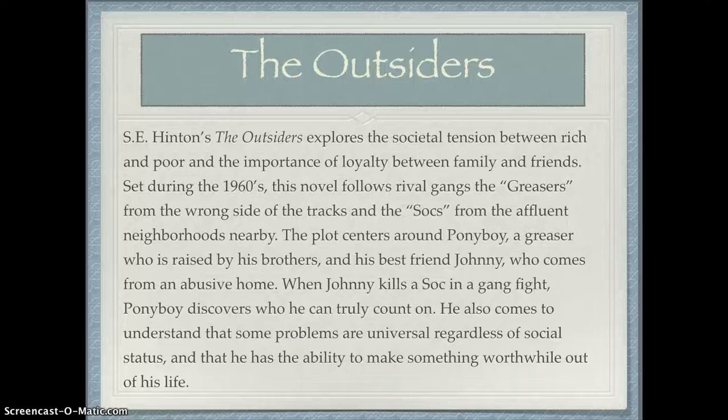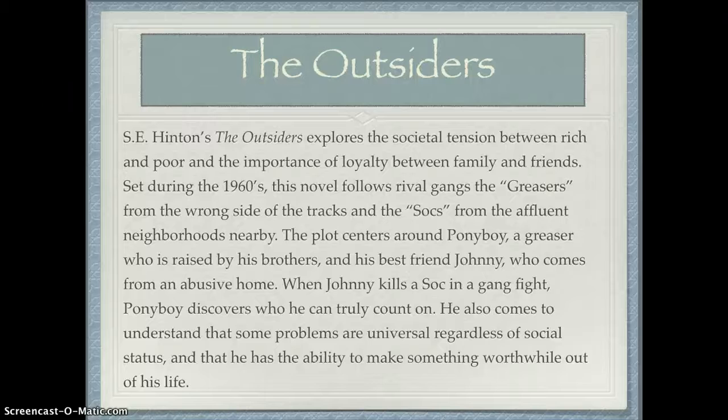And you can see that I wove the title and the author into my summary. S.E. Hinton's The Outsiders explores the societal tension between rich and poor and the importance of loyalty between family and friends. Set during the 1960s, this novel follows rival gangs, the Greasers, from the wrong side of the tracks, and the Socs from the affluent neighborhoods nearby.